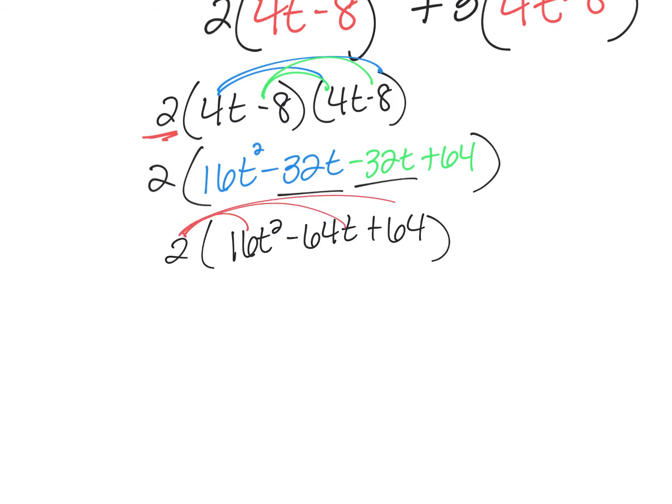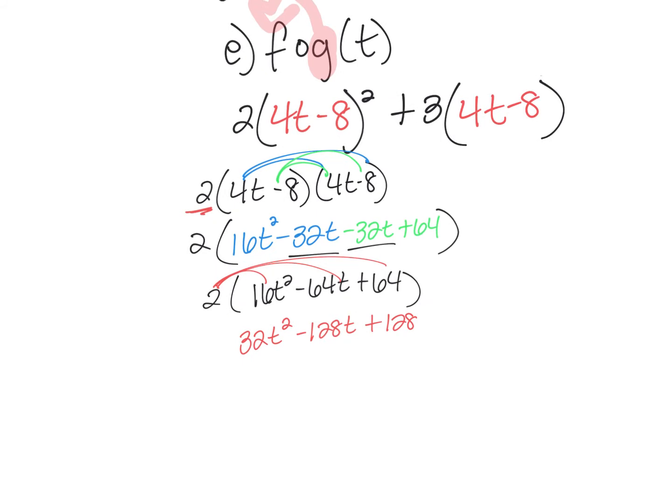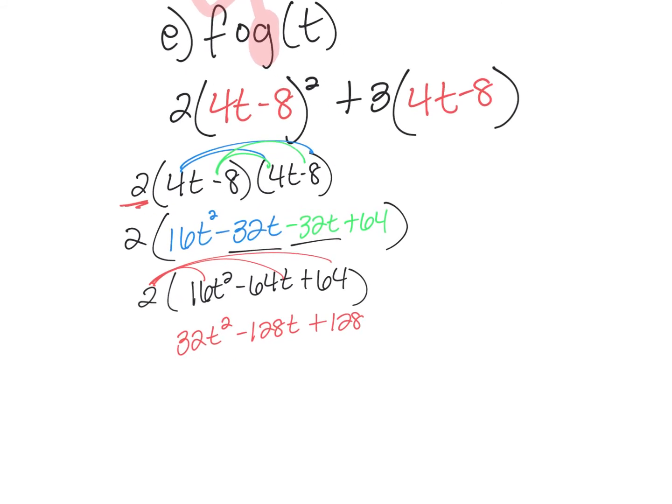Okay, so 2 times 16t squared gives you 32t squared. 2 times -64t, that would be -128t. 2 times +64 is +128. Okay, that's kind of gross, but it's doable. You just got to go slow and take your time. All right, now let's do the right side. It's a lot easier, don't worry.